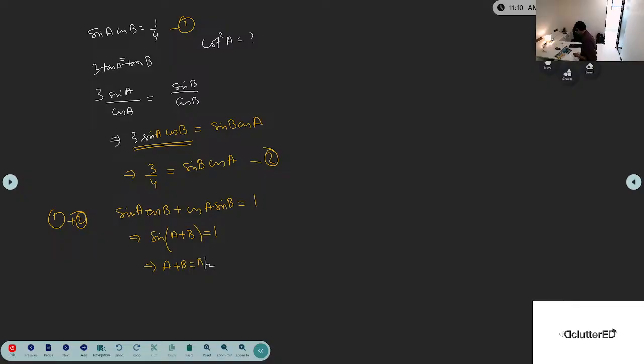I'm just looking at the options that are given to us. We have to find cot square A. I can use A plus B is pi by 2 to write sin A into cos B can be written as sin A because A and B are complementary angles. Sin A is 1 by 4. So that will give me sin square A is 1 by 4. That will give me sin A is 1 by 2, which makes the angle pi by 6. And I know cot square pi by 6 is 3.